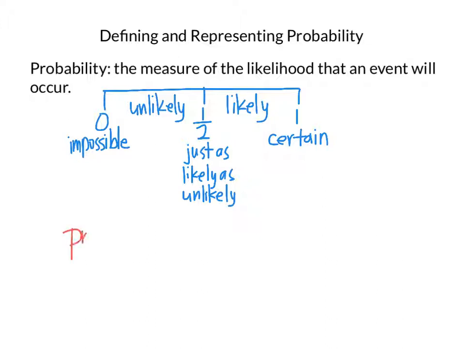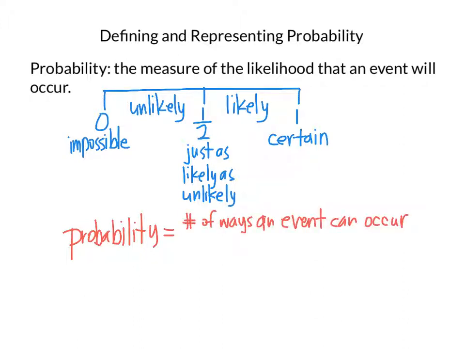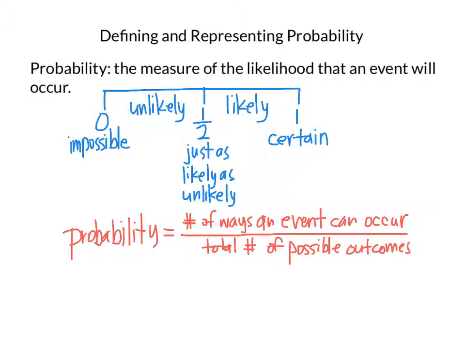Now the way that we assign this measure is very simple. So probability equals the number of times or number of ways an event can occur divided by the total number of possible outcomes. And so we're going to do a couple of examples.